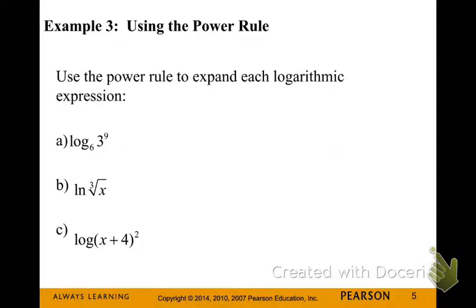Let's use the power rule now to expand each of these log functions. Remember, expand means to make bigger. So remember, power rule says that if we have an exponent inside the log, it can fly out in front and change to multiplication. If we look at the first one here, we have log base 6 of 3 to the 9th, so that 9 is going to come out in front and become 9 times log base 6 of 3.